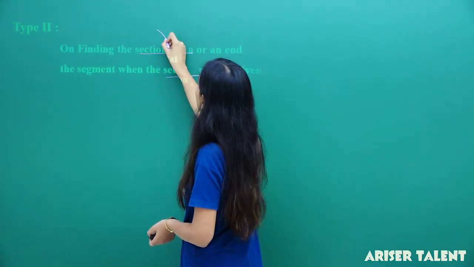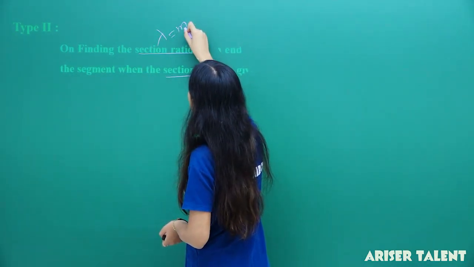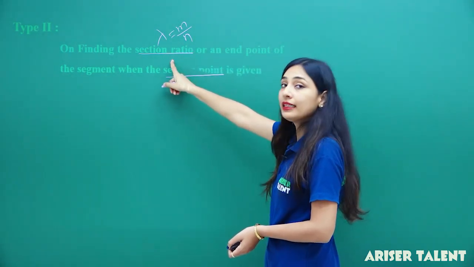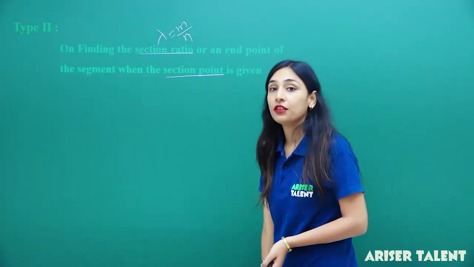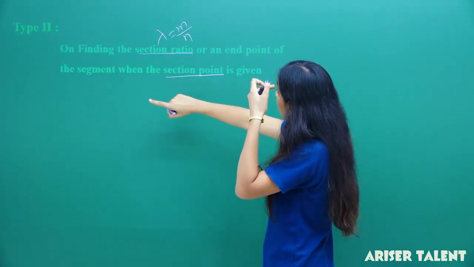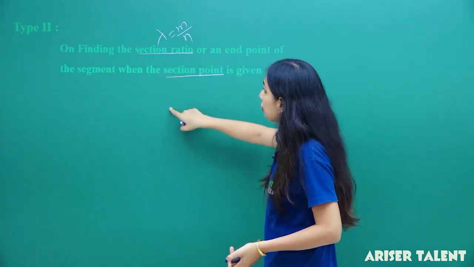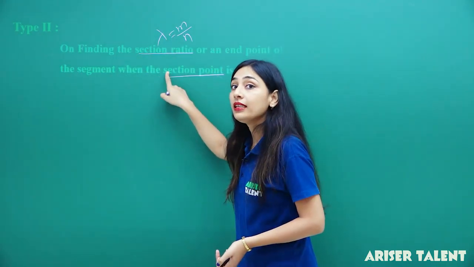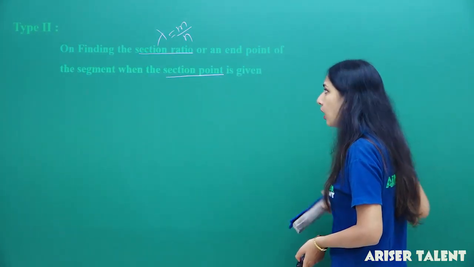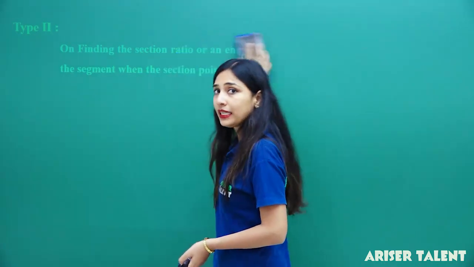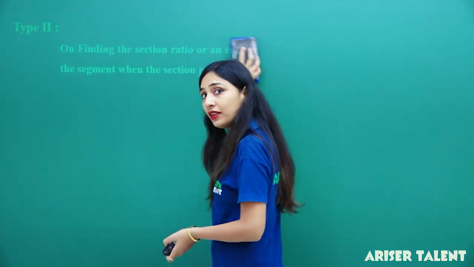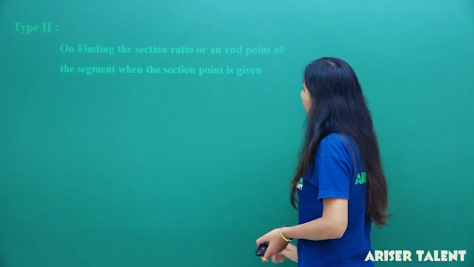I've told you that this is lambda, or you can write it as m by n. This is what you found in type 1 questions, where you had to find the section point and you were provided with the section ratio. Now we'll talk about the reverse. So how will we solve this? Simply, we'll take an example and then solve that example.